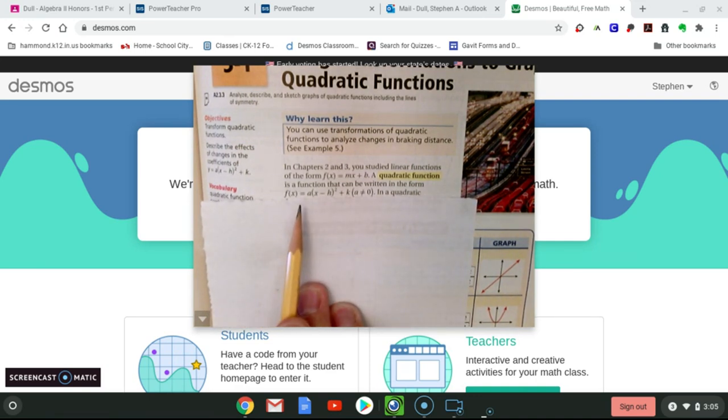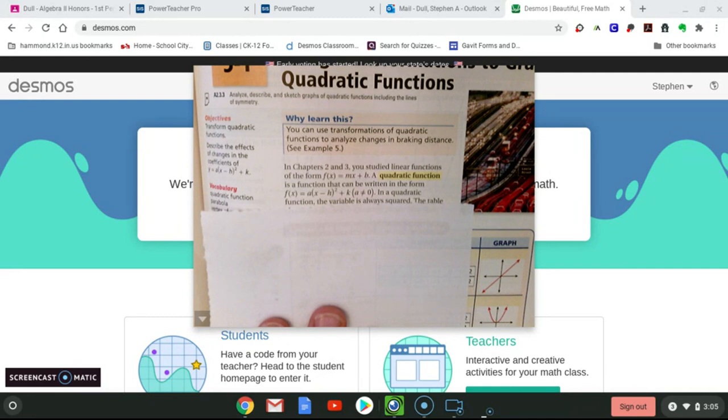f of x equals a times the quantity x minus h, close parentheses, squared, plus k. And a reminder that a cannot be equal to 0. So f of x equals a times the quantity x minus h, quantity squared, plus k. And we remind ourselves also that when we have a quadratic function, that input variable, the x, is always squared. It's one of the ways that we can tell that we're working with a quadratic.